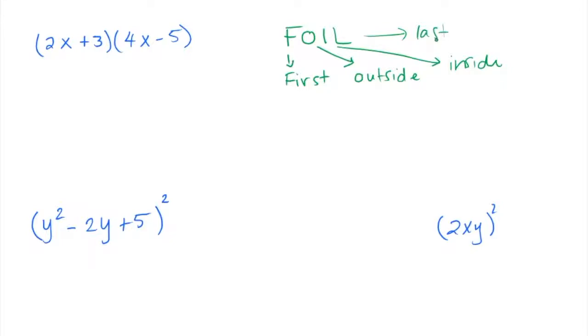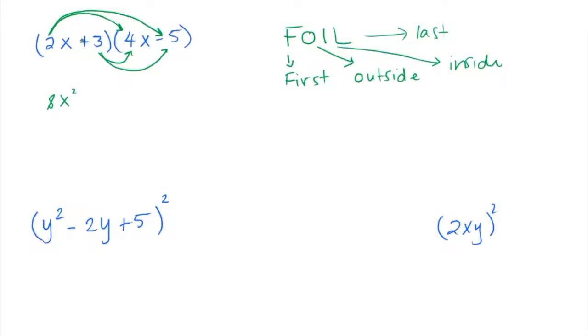Okay, so let's apply this. First, we're going to multiply the first terms. I normally like to do this bracket like that, or these arrows like this. It's pretty. So let's multiply the first terms. 2x times 4x, that will be 8x times x, or x squared.